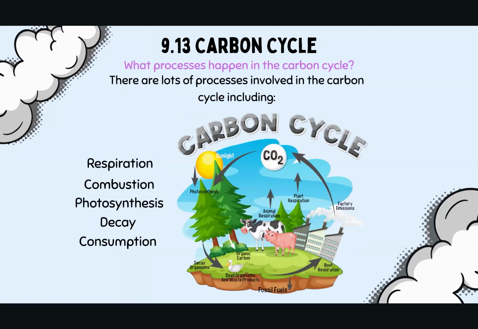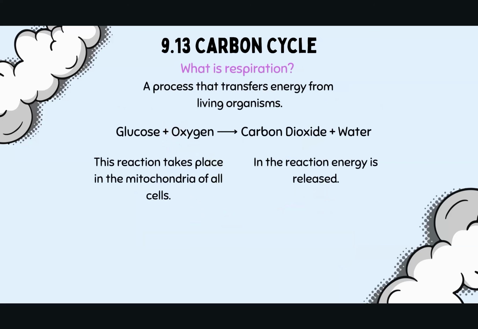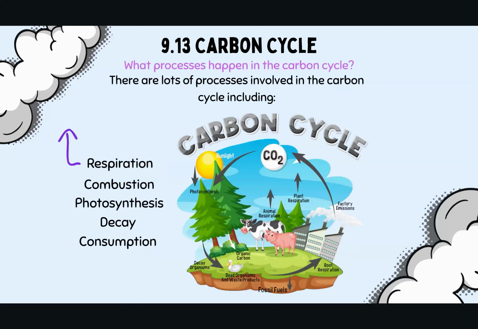So let's start with the carbon cycle. The easiest way to understand the carbon cycle is by looking at it from a perspective of what puts carbon dioxide into the atmosphere, and what takes carbon dioxide out of the atmosphere. So respiration, which is this process, glucose plus oxygen makes carbon dioxide and water, releases carbon dioxide into the air. Combustion is the burning of fossil fuels, so that releases carbon dioxide into the air because usually we burn hydrocarbons. When we burn a hydrocarbon, we make carbon dioxide and water.